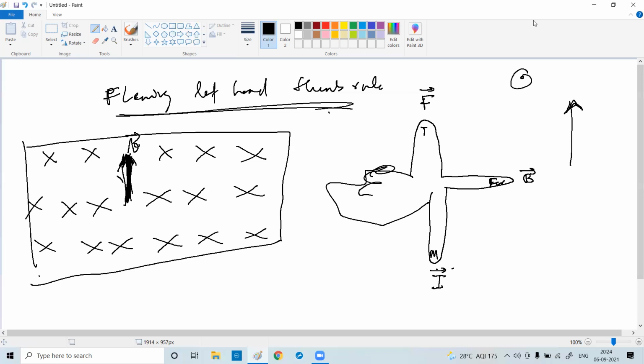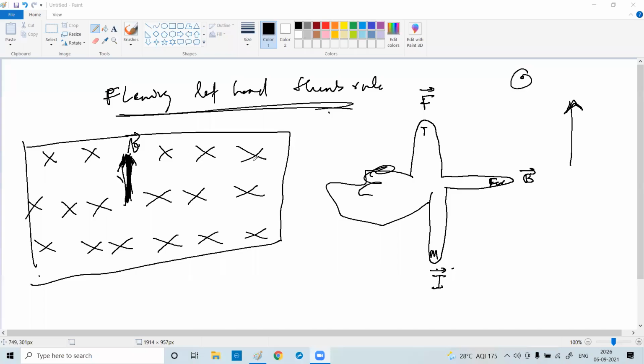Just think 2 minutes. I'm getting a call. So which direction will the force be? It will come outside. How? The current is going upwards. Align your forefinger across the magnetic field. So you have to put your forefinger with the magnetic field inside. Then it will be like this. Basically your finger will be like this. The current is going upwards. So the force will come outside, right?